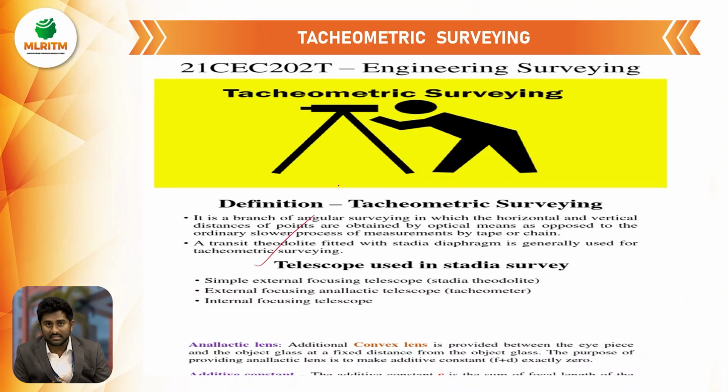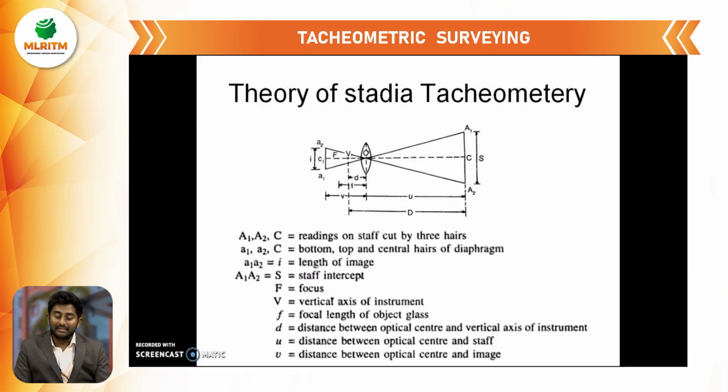Next, in this tachyometric surveying, what instruments should be used? Telescope, spirit bubble, tripod stand, and staff, and the observations should be noted on the ground. Next, theory of stadia tachyometry. Stadia is inserted in the objective vane of the telescope. This is the objective vane.